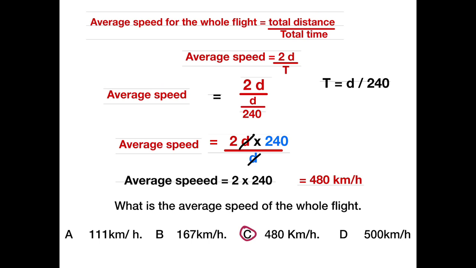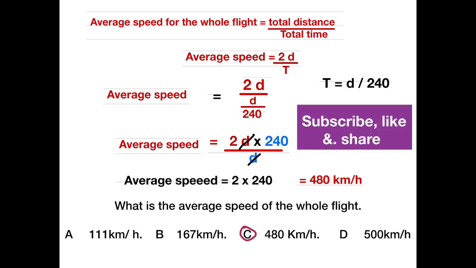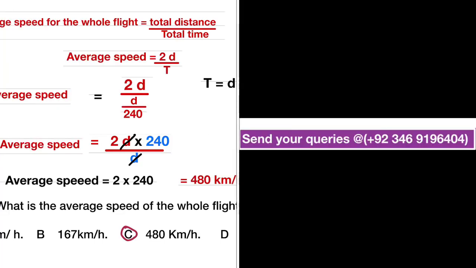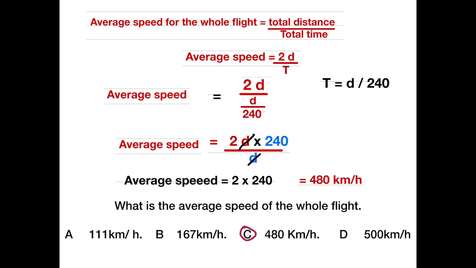So what we did in this particular question, we first found the time for the outward flight and the time for the inward flight, and then we added the two times and plugged in the values in the average speed formula. But the important point was that the distance for the outward flight and the inward flight remained the same, and we had to notice that point. I hope this was clear. Let's move on to the next question.